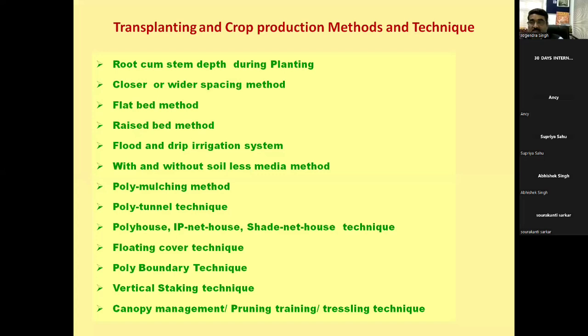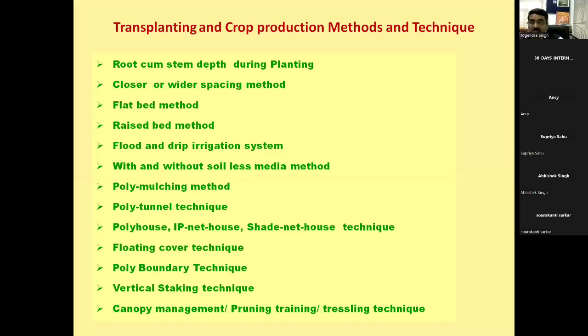We can maintain the combination of nutrient and fertilizer, so we increase the productivity, color, and quality per unit area for a long time. This is the open field condition. We transplant tomato in October, November and harvest up to April, so we receive about 3 months of harvesting period.